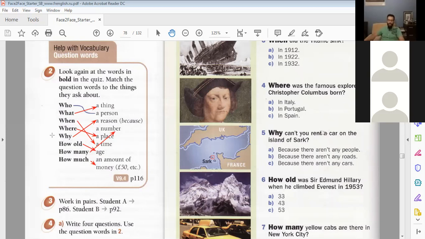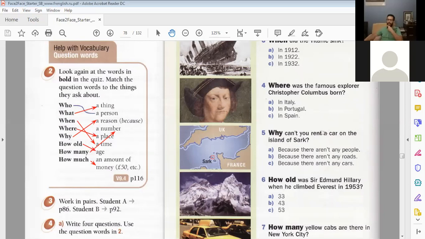What's the meaning of amount? Amount, كمية. Okay. كمية من أي شيء. How much? Okay. So if I want to know how much rice you have, I can say, how much rice do you have? How much water do you have? Right? Or how much are these bags? That's also correct. How much are these bags?